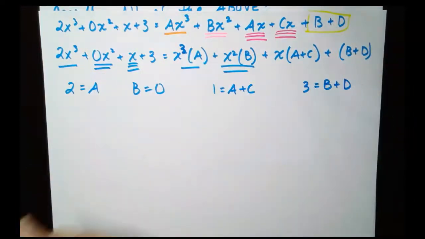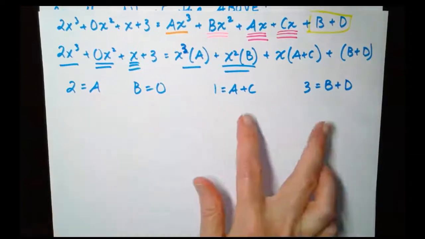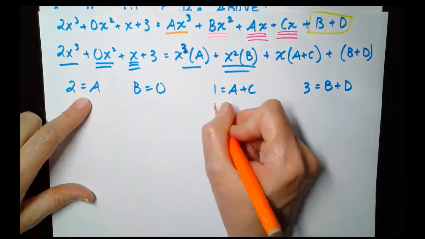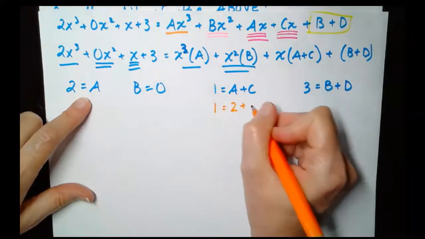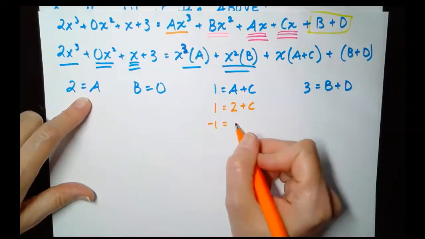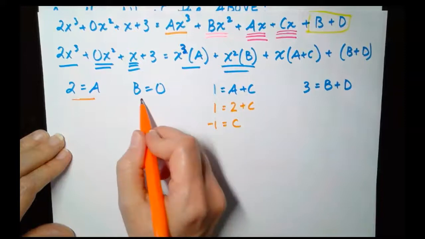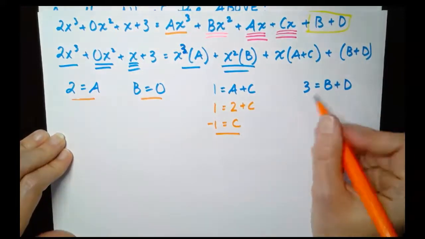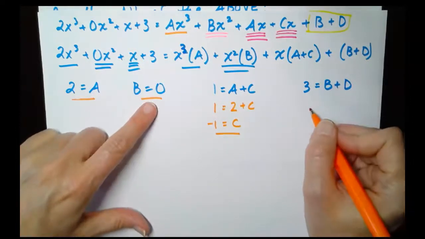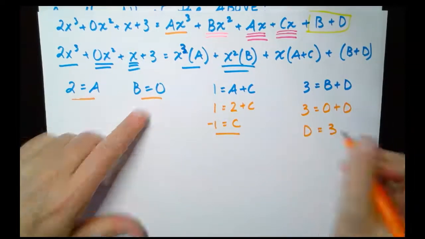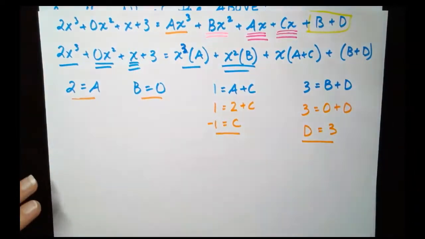So right away, let's use these 2 values to try to simplify the other 2. So if a is 2, then 1 equals 2 plus c. So if 1 equals 2 plus c, then c equals negative 1. There's a, there's b, there's c. Right over here, we're able to solve for d. B is equal to 0, so 3 equals 0 plus d. D is equal to 3. So even though this had 4 variables, it did solve very quickly.